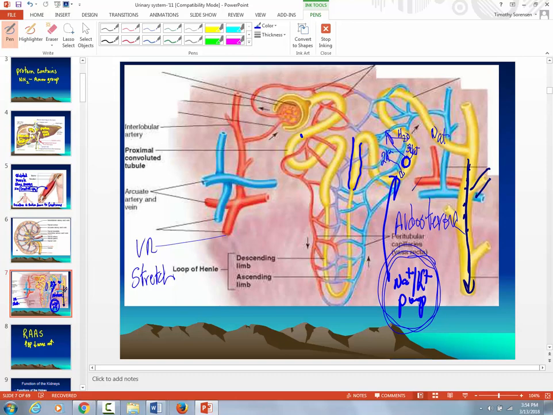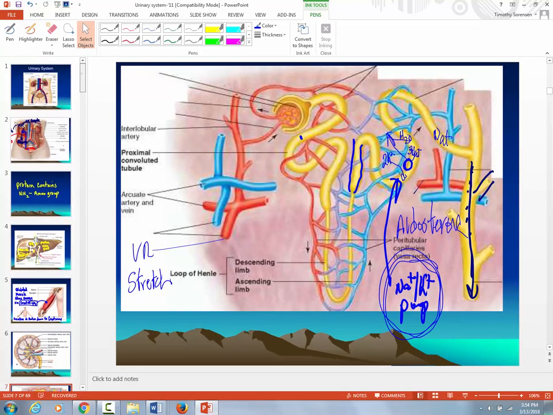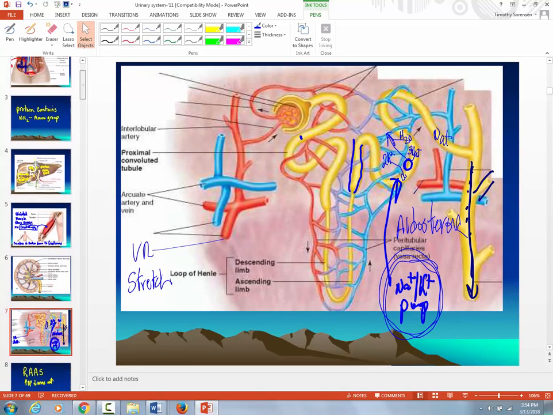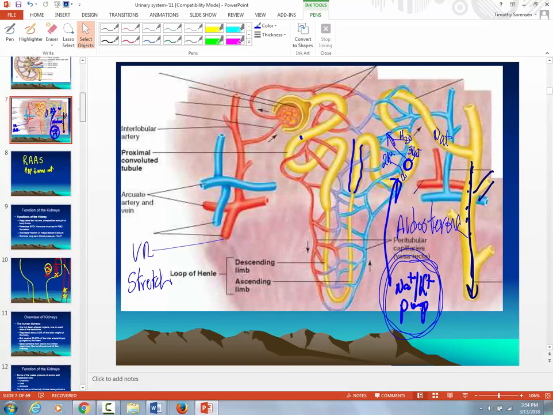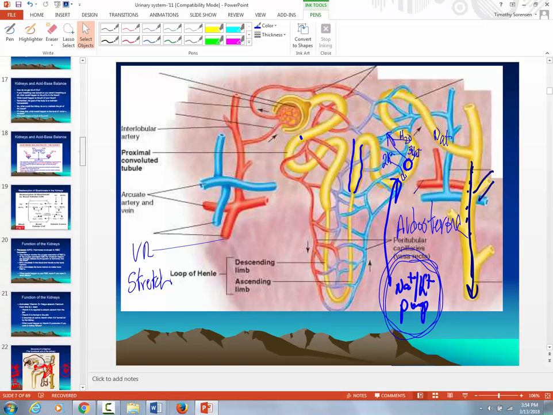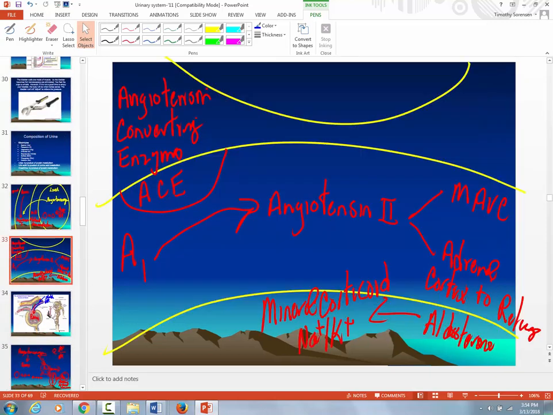So it's the long-term effects of aldosterone that really raise somebody's blood pressure. So what you really want to do is eliminate the effects of aldosterone.